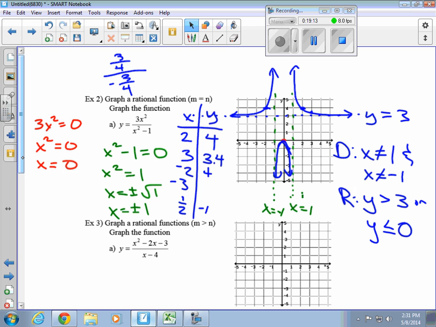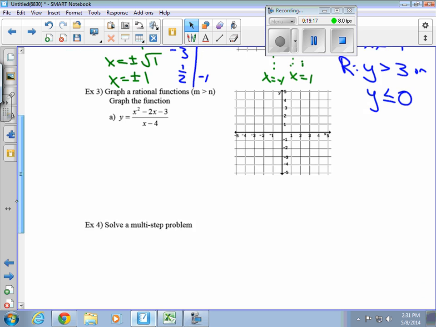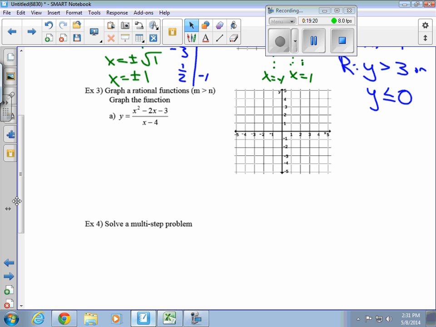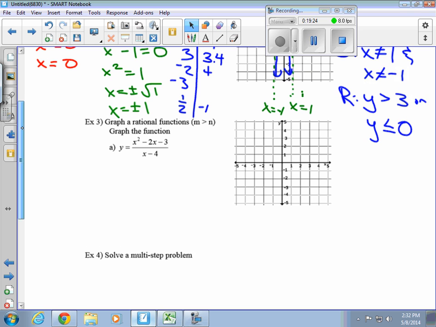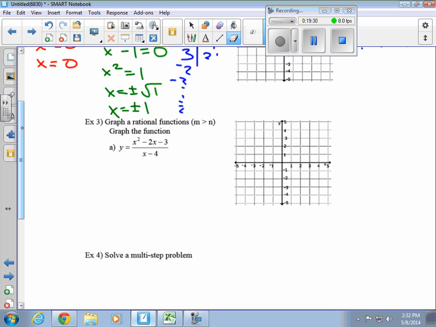All right, we ready for the next one? All right. Now, in example 3, it says graph the rational function if m is greater than n. Now I'm going to erase this because we're going to need that spot. All right, so again, what are we going to do first? Set the numerator equal to 0, right? X squared minus 2x plus 3 equals 0. Solve it. So what are we going to do?